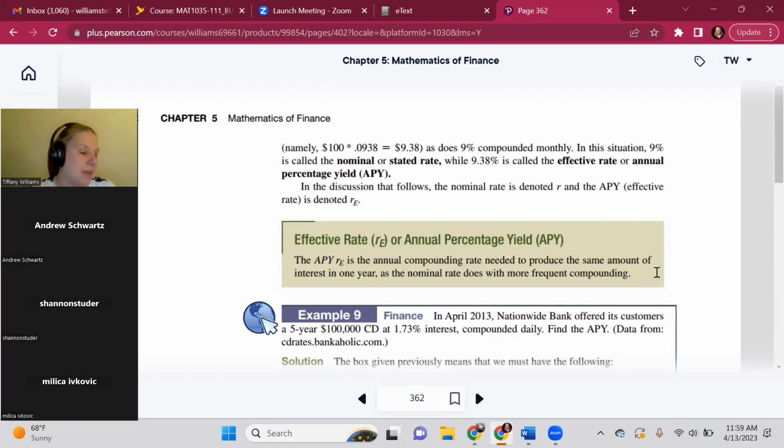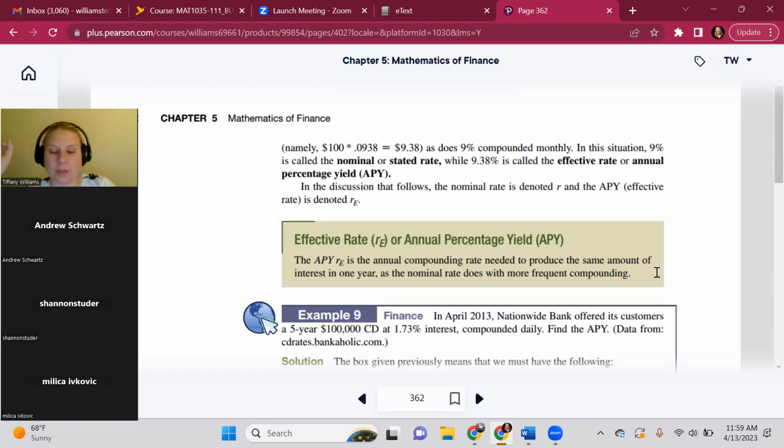APY is going to give you the most accurate idea of what money you could earn in a year with a savings account. Again, we'll talk about this idea of buying cars and buying houses and where APR and APY is going to be different in later sections, because this stuff, we're not making payments. This is all lump sum stuff.